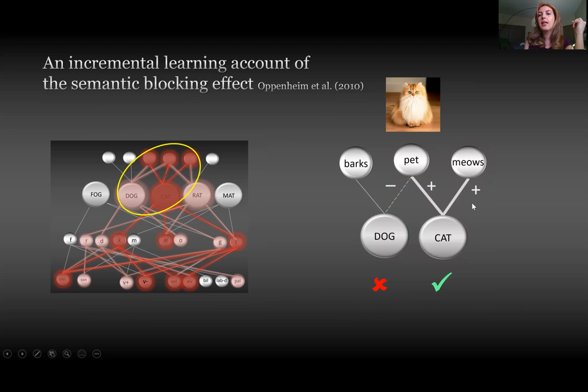Basically, the weights that supported cat get stronger, and those that supported the competitor get weaker. So next time, if you now want to name a semantically related item like dog, you can see that it's at a disadvantage because its weights to its features have been weakened. So this is how you get the semantic blocking effect.